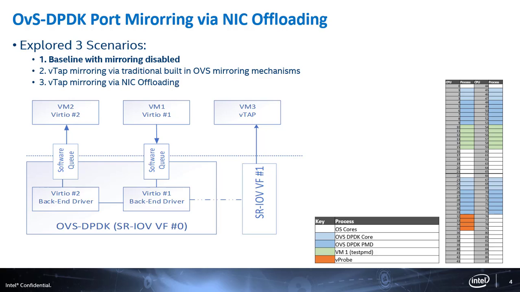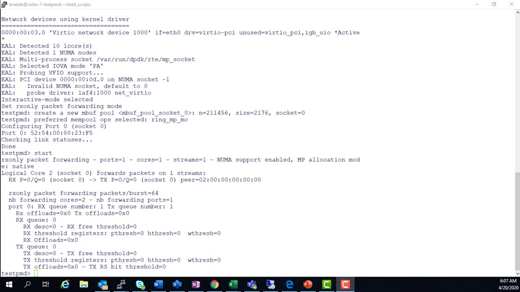The first case we explore is the baseline case with mirroring disabled. The following part of the demonstration shows our VNF performance in terms of throughput for the baseline case, that is, mirroring disabled. Our VNF in this case is timothy.d running inside of a VM.